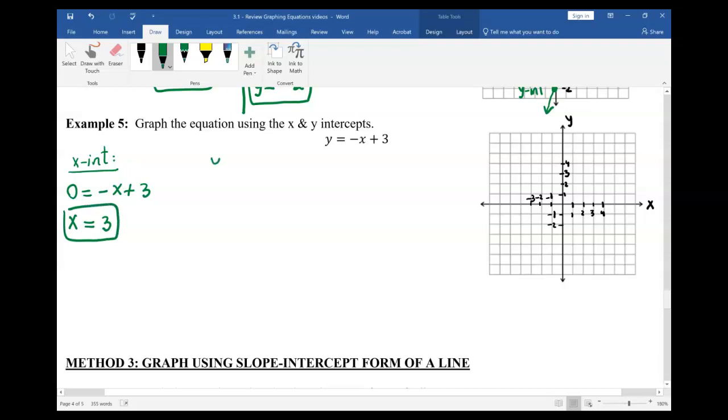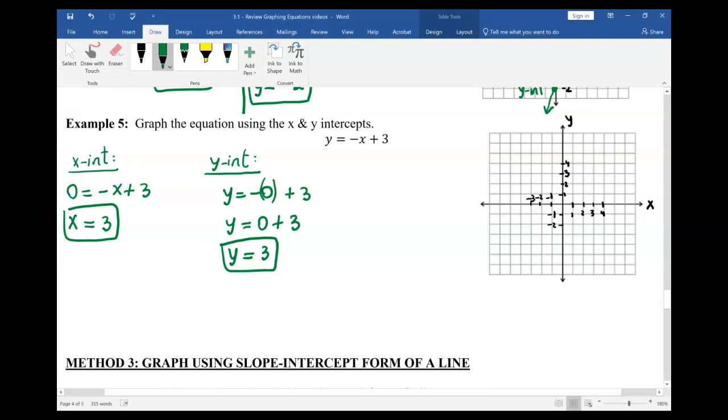For the y-intercept, we're going to set x equal to 0 and solve for y. So we have y equals negative 0 plus 3. Negative 0 is just 0. So the y-intercept is y equals 3.